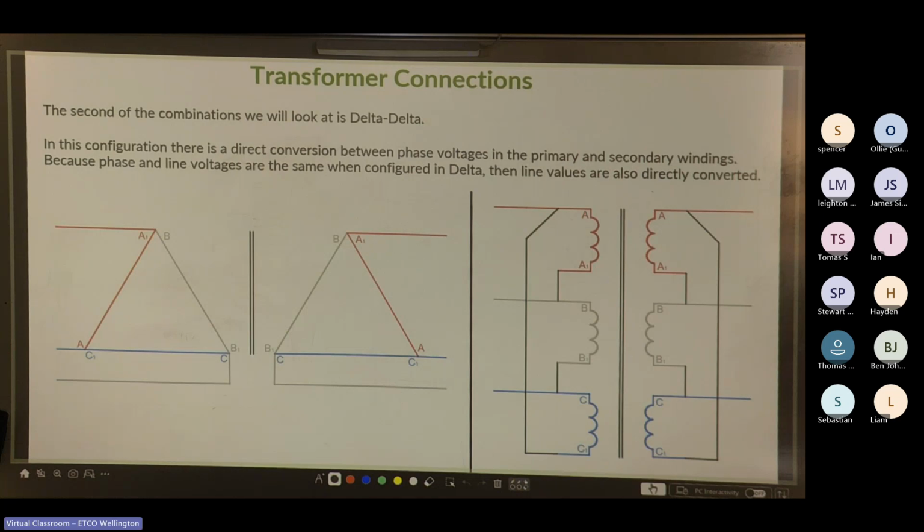And those are just the two ways you can draw it. You can draw two deltas next to each other, or you can draw the windings connection there.